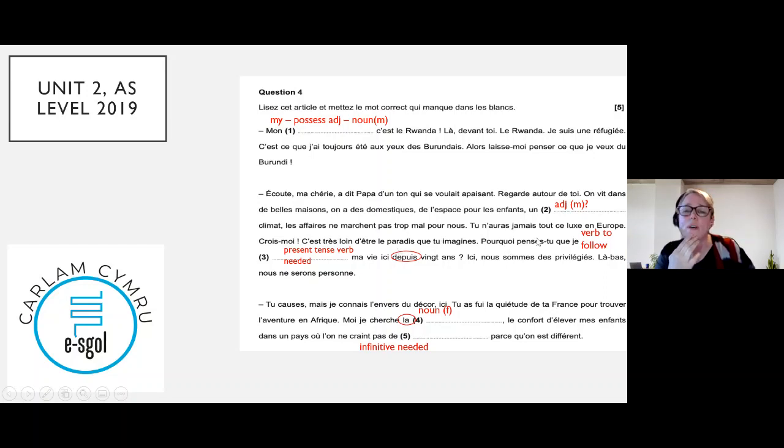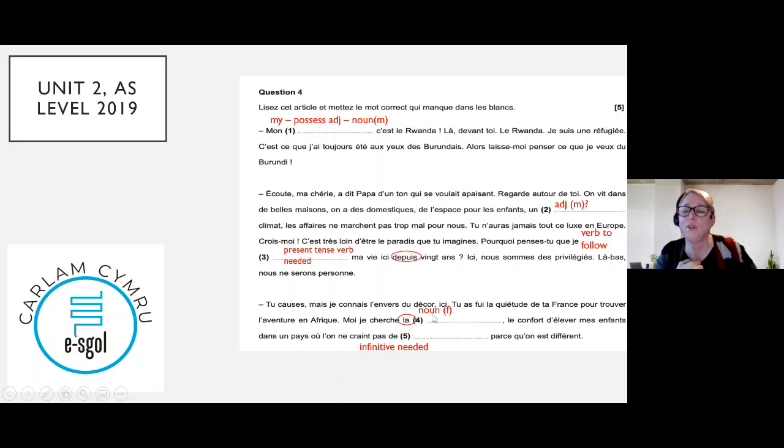Carrying on through here, we're going to numéro 3. Pourquoi penses-tu que je ma vie ici depuis 20 ans? So we've got a depuis clause like we had at the beginning. So we're going to need a present tense here, aren't we? And it's going to be je, first person singular, after depuis. So have a little look for a verb, je, first person singular, so present tense, and just eliminate all the others. Moi, je cherche.